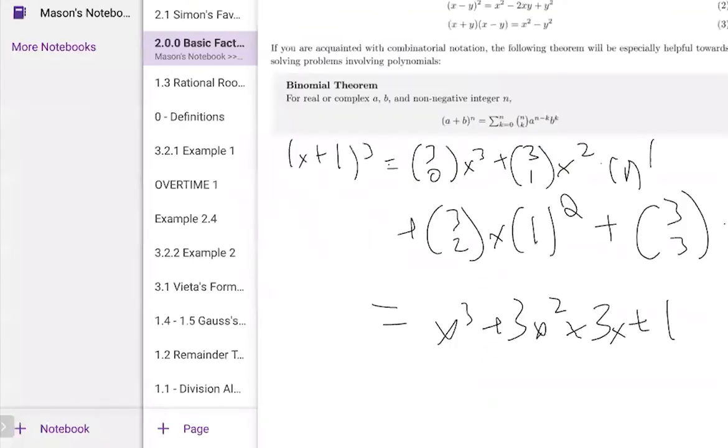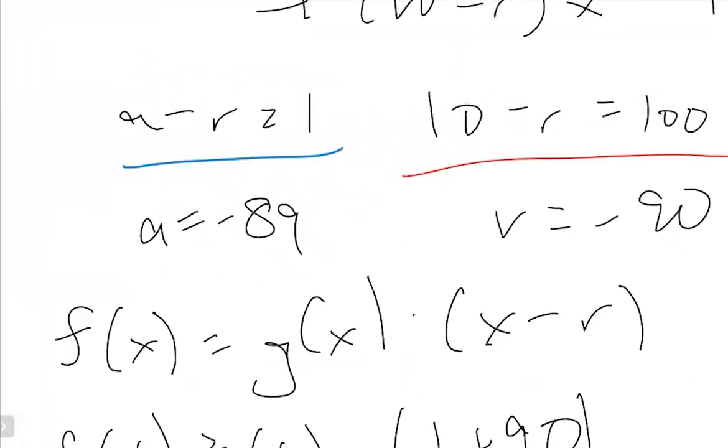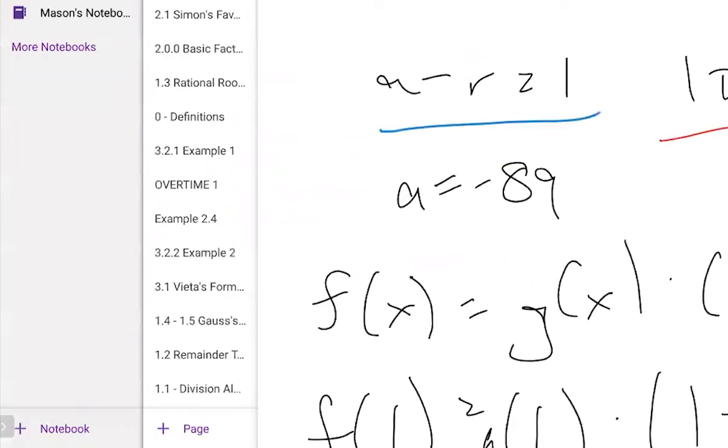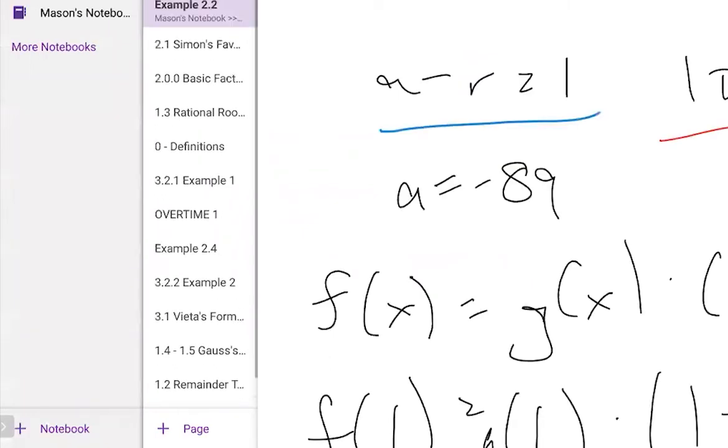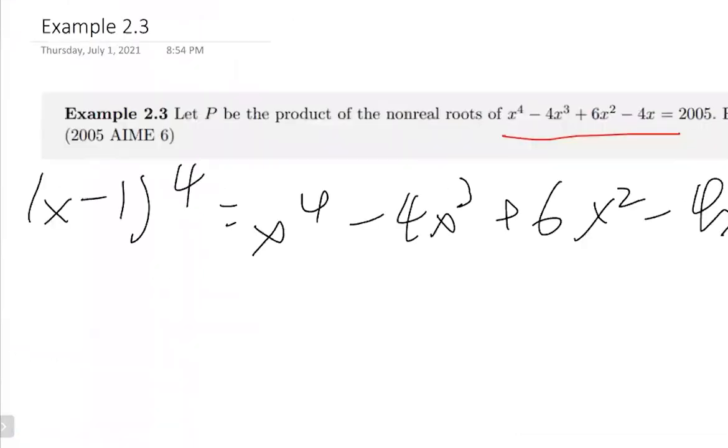All right. So where was I? No, I was on another example. Here. All right. Example 2.3.